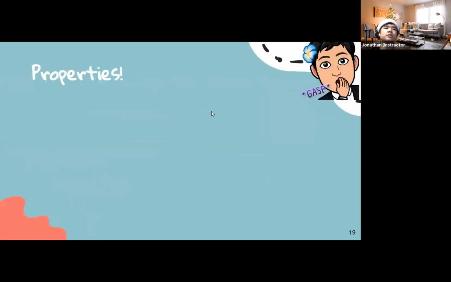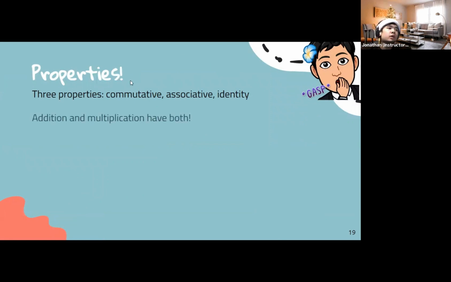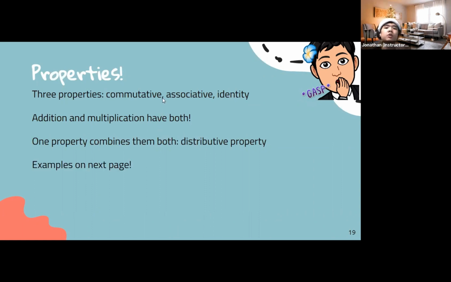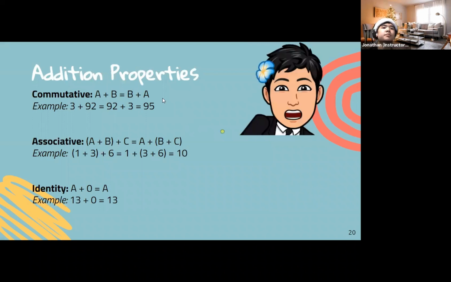Okay, so properties. We have 3 properties: commutative, associative, and identity. So what does that mean? Addition and multiplication have all of them. And then one of them combines both of them, which is distributive. But these are all a lot of words. I know it's a lot of words. So don't worry about it. I'll explain it later. So I'll tell you some examples.